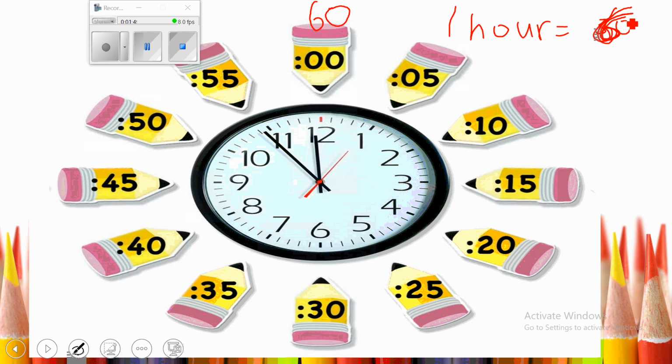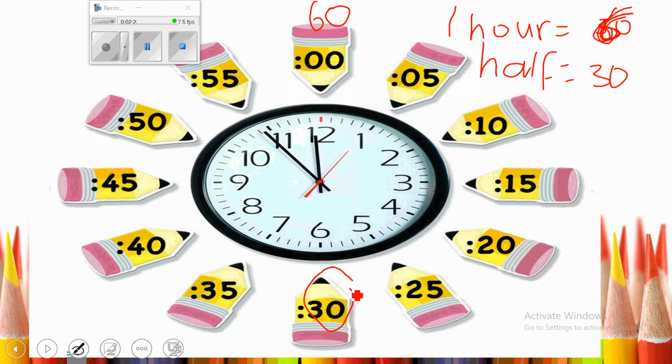Today our lesson is about half. So half an hour is what? It's not 60. What is the half of 60? If I want to give 60 to 2 people, open 6 fingers. What is the half of 6? Perfect, 30. So a half is 30 minutes.